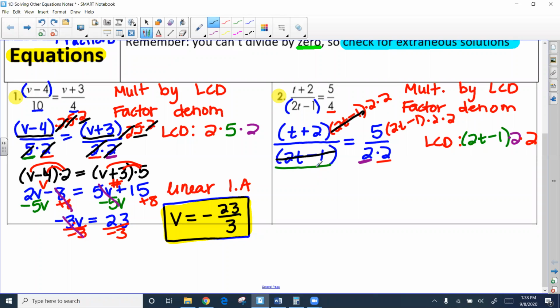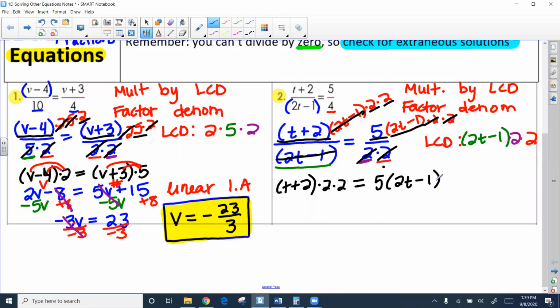Okay, so from the left side of the fraction, the 2t minus 1s divide out. 2t minus 1 divided by 2t minus 1 on the bottom, those divide out to give us a 1. Then this time we're left with a t plus 2, and then we're also left with a times 2 and a times 2. That's what we're left with on the left side. Then we got our equal sign. And then on the right side, both 2's divide out. That's why we had to include both 2's in the common denominator. And so then I'm left with a 5 and a 2t minus 1.